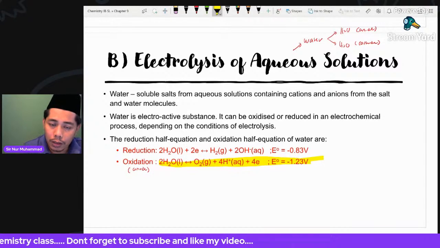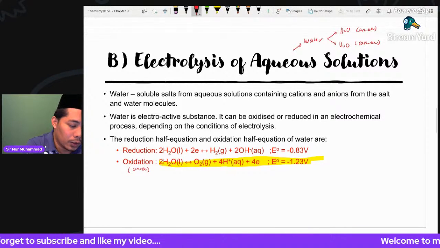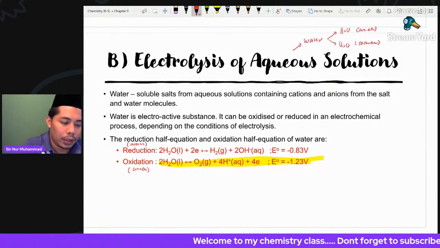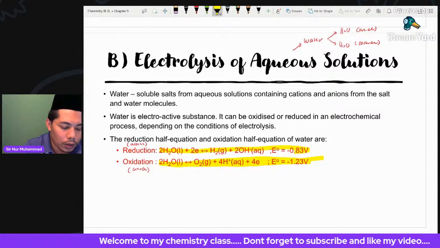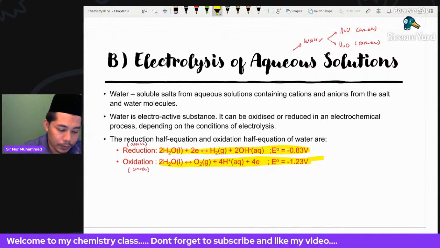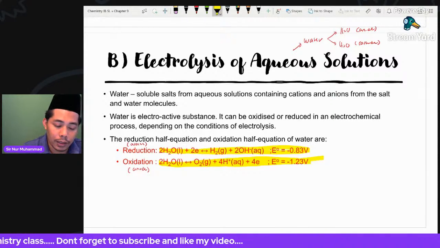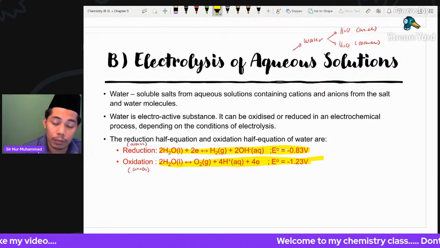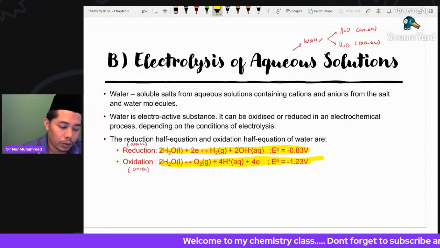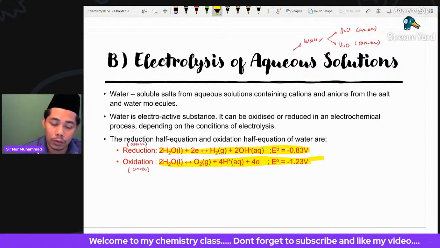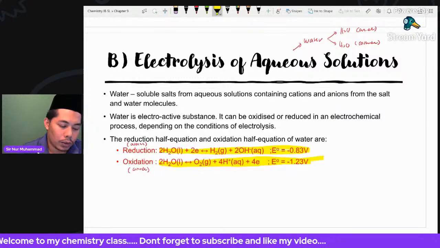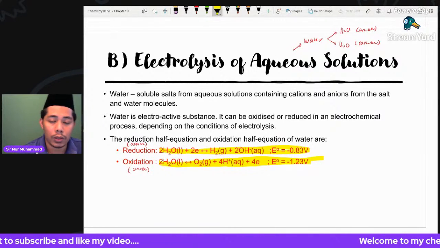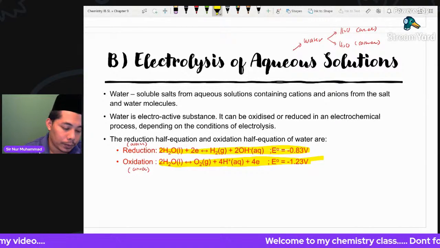Okay, so when the molecule of water moves to the cathode, it will undergo reduction, and this is the half equation that you have to memorize. Okay, but the value of cell electrode potential can be referred to in your data booklet. So when water undergoes reduction, the value is negative 0.83, and the value of oxidation of water is negative 1.23 volt. You can refer to your data booklet for the SEP.